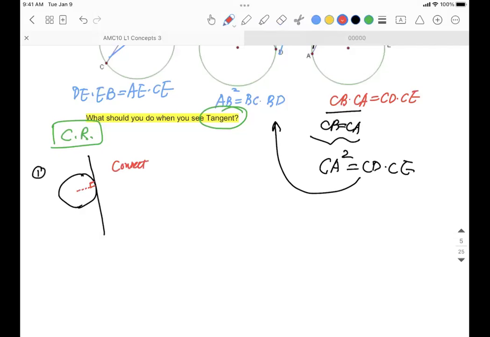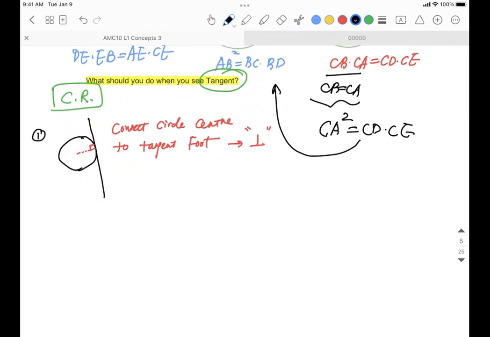Connect the circle center to the tangent foot. Because as long as you do this connection, you automatically have this perpendicular, right? This is understandable, right? A line tangent to a circle, connect the circle center to the tangent foot, you will automatically have 90 degrees. This is more for a line and a circle.